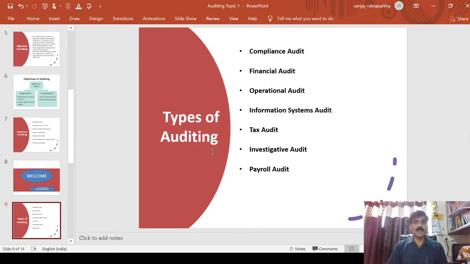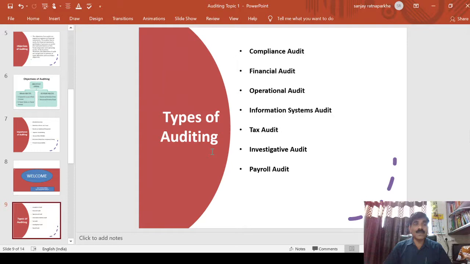So, compliance audit is nothing but the audit of compliance of rules and regulations which are mandatory for the company, whether they should be complied with or not, what the consequences are if not complied, and what legal obligation may arise on the company.